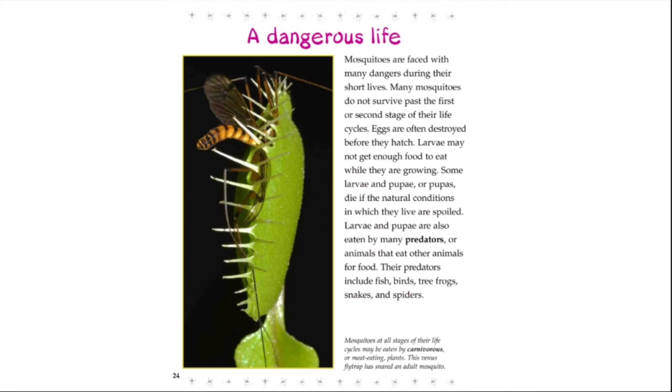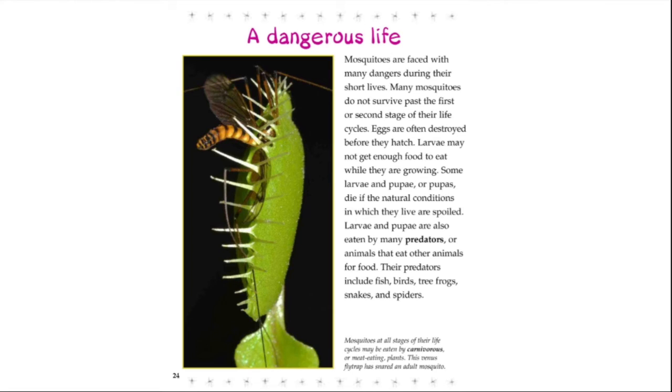A dangerous life. Mosquitoes are faced with many dangers during their short lives. Many mosquitoes do not survive past their first or second stage of their life cycles. Eggs are often destroyed before they hatch. Larvae may not get enough food to eat while they're growing. Some larvae and pupae, or pupas, die if the natural conditions in which they live are spoiled.